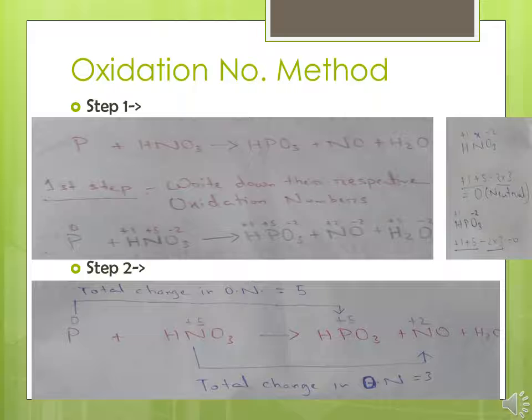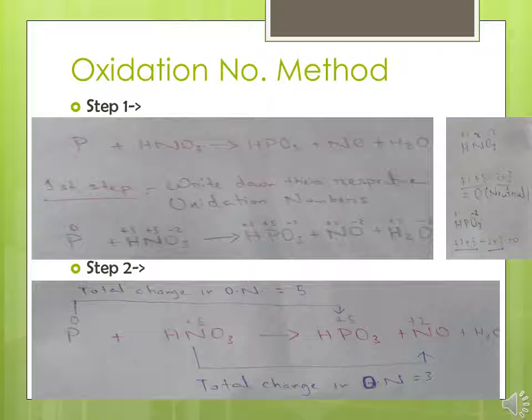Understood? In the first method, that is the oxidation number method, you will get a type of reaction that you are seeing here, that is P plus HNO3 arrow HPO3 plus NO plus H2O. The first thing that you need to do is to write the oxidation number of all the atoms present in the particular reaction. Here for phosphorus, as it is a single element, the oxidation number will be 0. You should abide by the rules that you have just seen in the previous slides. Okay, so for P, the oxidation number is equal to 0.